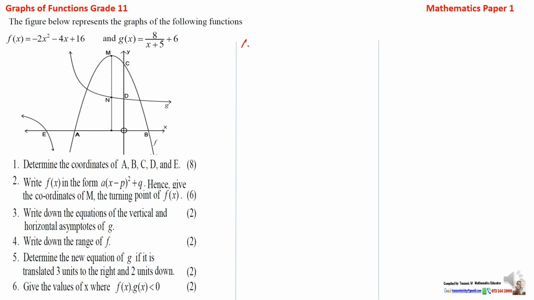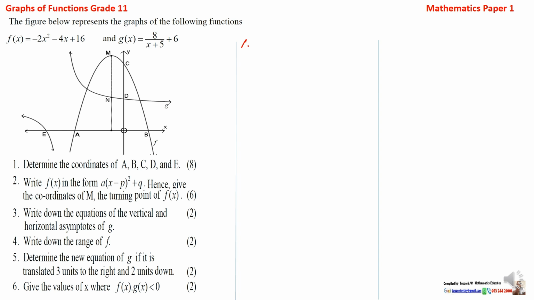Question number 1. The following diagram represents the graphs of the following functions. f(x) = -2x² - 4x + 16, and g(x) = 8/(x + 5) + 6. Now, we want to determine the coordinates of A, B, C, D, and E. The method to apply depends on the position of the coordinates you are calculating.